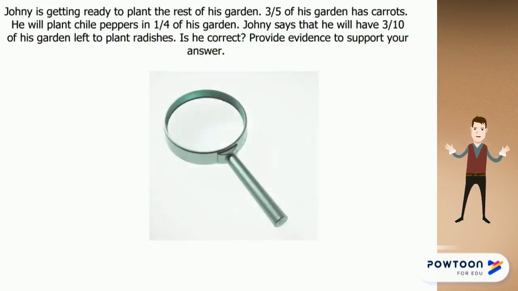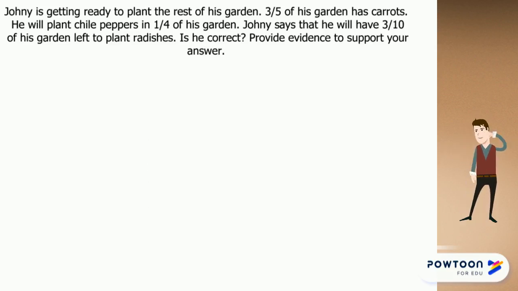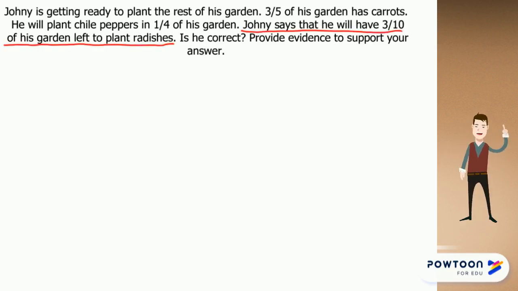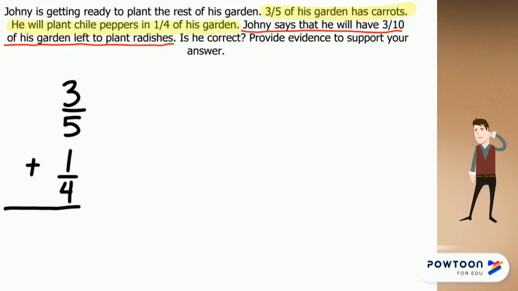Let's search for those important clues. It looks like we need to check to see if he really has 3/10 of his garden left to plant radishes. It looks like he already has 3/5 of his garden planted. Then he is going to plant chili peppers in 1/4 of the garden. That looks like addition to me. To prove if Johnny is right, we need to add both of these fractions. Then we will see if there is enough space for his radishes.